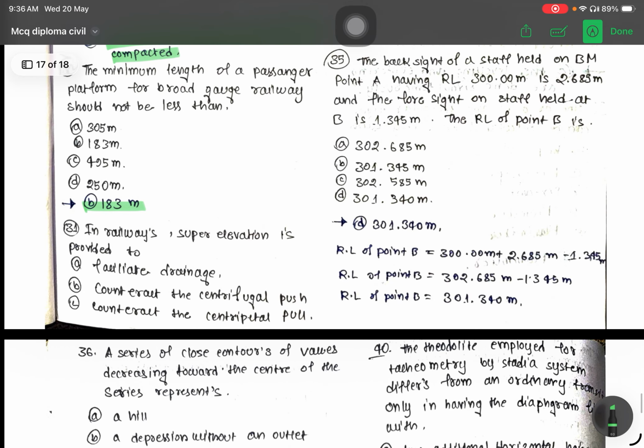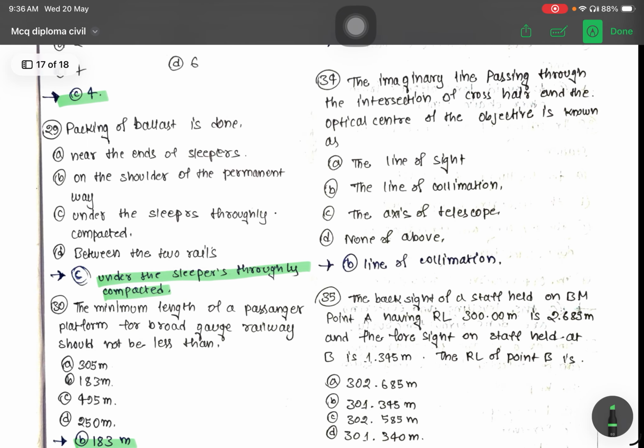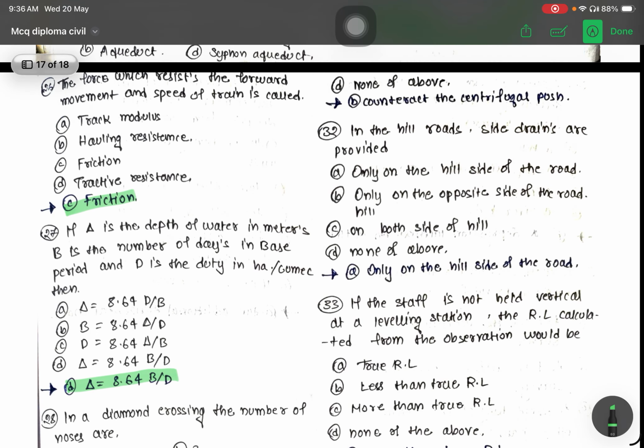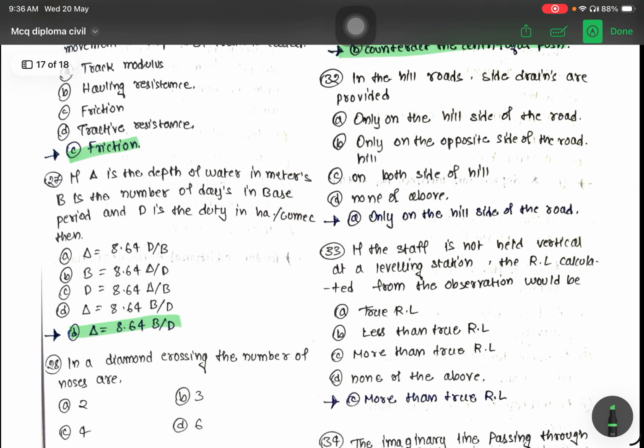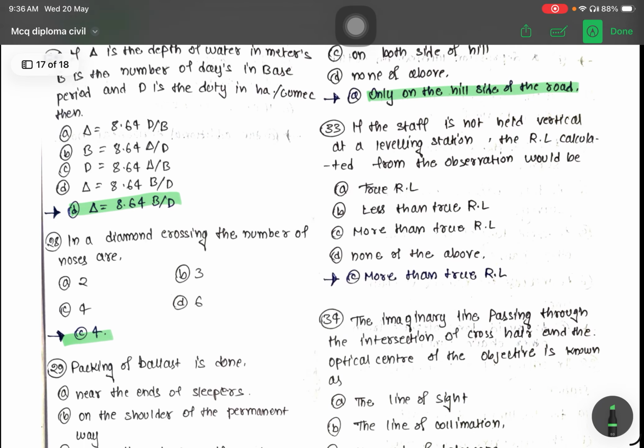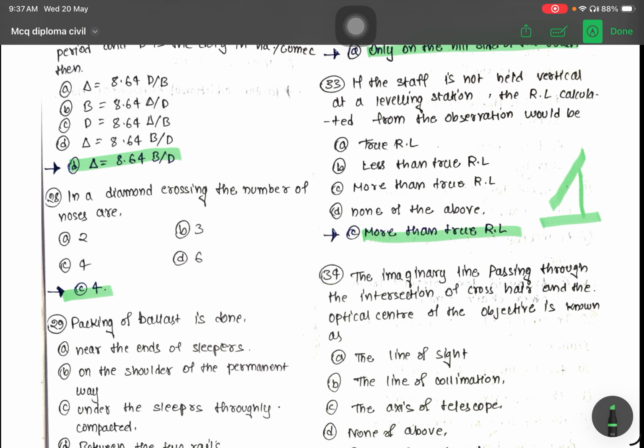In railway, super elevation is provided to counteract the centrifugal push. In hilly roads, side drains are provided only on the hill side of the road. If the staff is not held vertical at the leveling staff, the RL calculated is more than the true RL. If the staff is not vertical, the distance is calculated to be very much more.